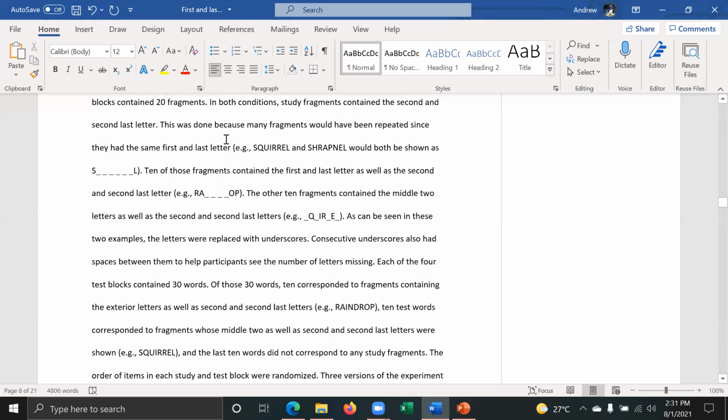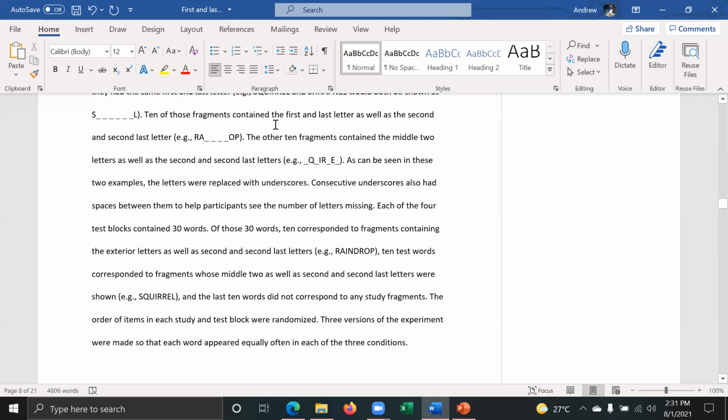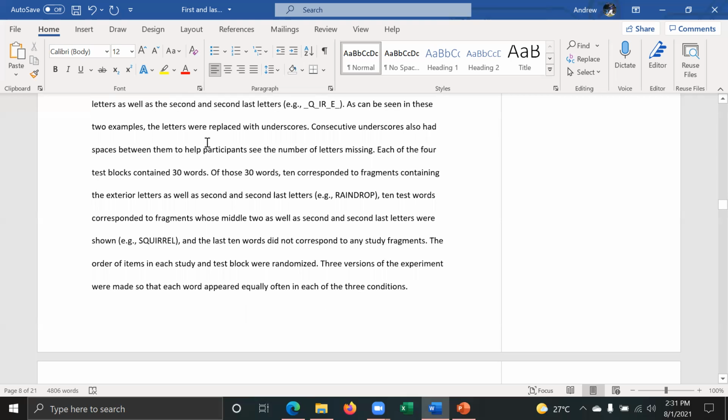So for this one, rather than just saying first and last letter fragments or interior fragments, just giving an example makes it clear what I'm talking about. So if that's something you think would help, then I would definitely do that. Giving an example.